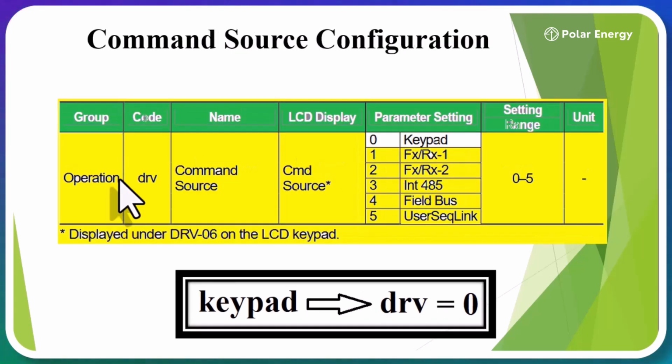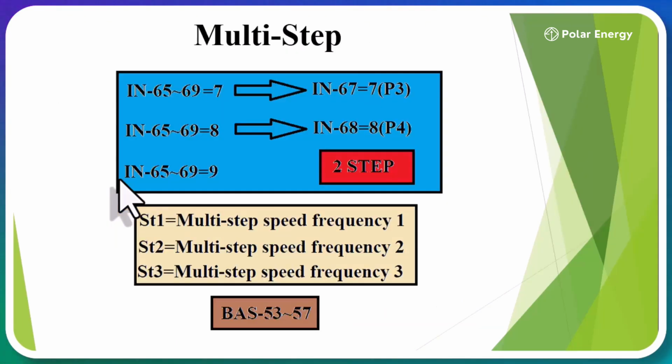In this example, our start and stop are also done via the keypad on the inverter. As we said, our DRV should be set to 0 in the main group or the operation group. But how should we set the parameters? We said that the digital inputs of the inverter P1 to P5 are assigned values in parameters I65 to I69. That is, I65 corresponds to digital input P1, 66 to P2, 67 to P3, 68 to P4, and 69 to digital input P5.